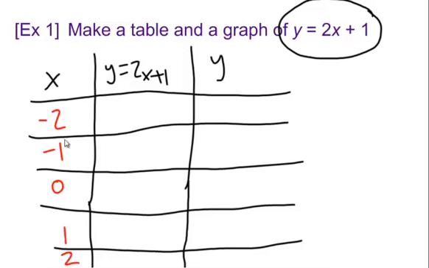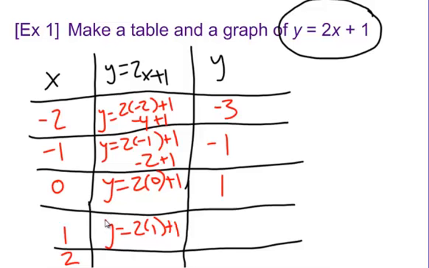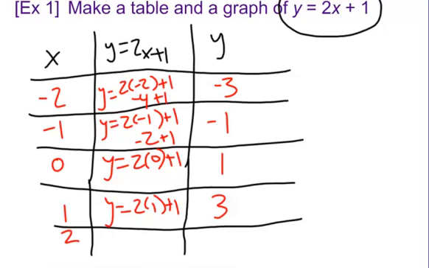So what I'm going to do is take this -2 and plug it in for that x. I mean, you guys have done this before. So you'd get y equals 2 times -2 plus 1. So that'd be -4 plus 1, which is -3. And then same thing for each one, right? So this would be -2 plus 1, which is -1. Y equals 2 times 0 plus 1, which is just 1. Y equals 2 times 1, which is 2, plus 1, which is 3. And then y equals 2 times 2, which is 4, plus 1, which is 5. Okay. So now I have my x's and my y's.